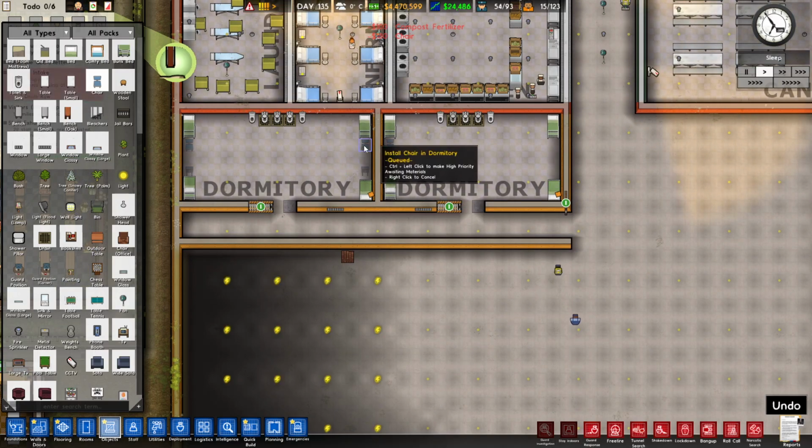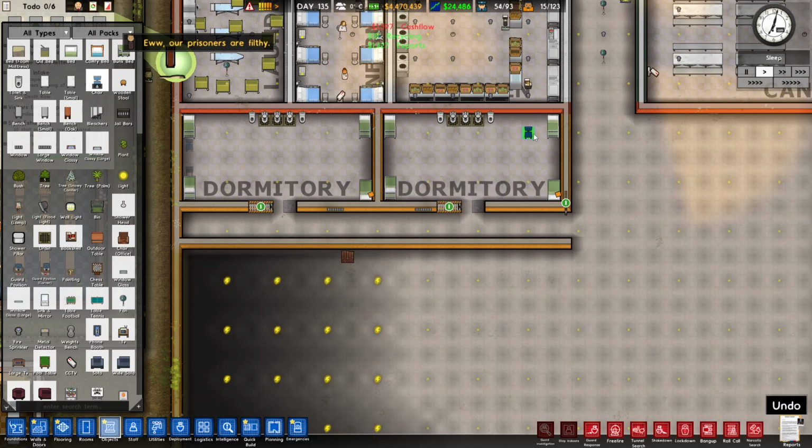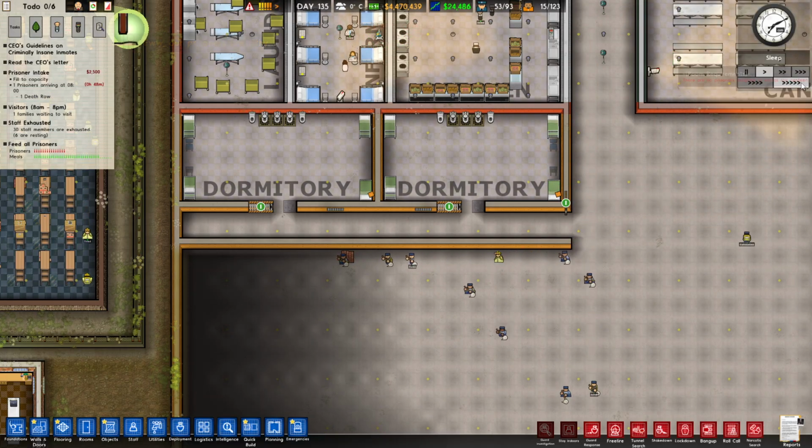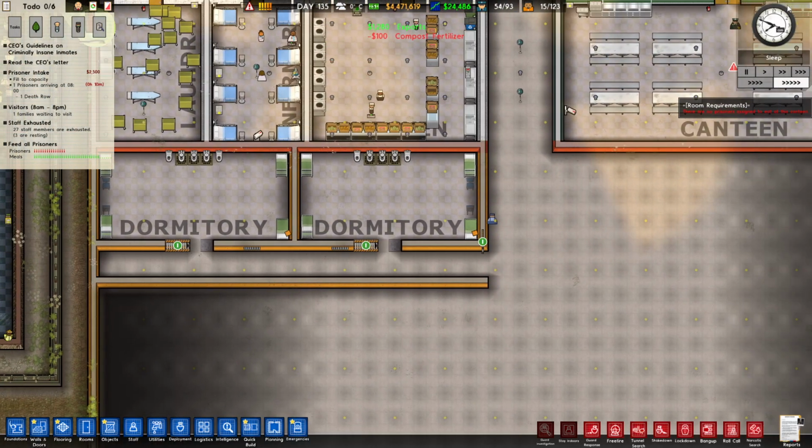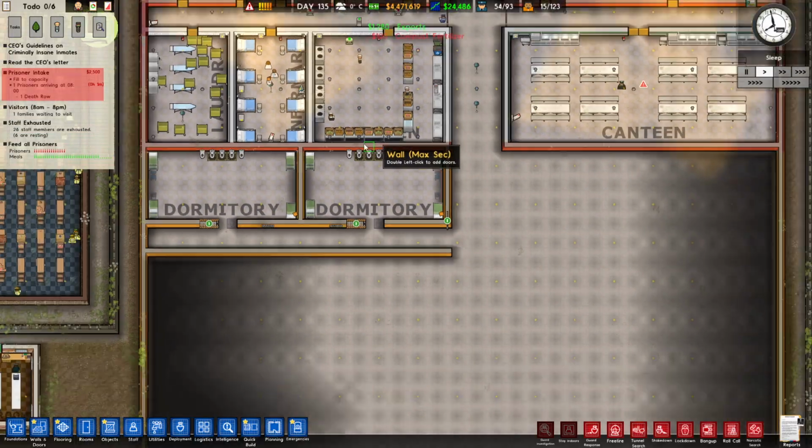Oh, that's 4. Whoops. Yeah, that's right. 2 per prisoner. Two chairs per 4 prisoners, it said. And there's 7 prisoners, so that's right. Yeah, that's right. 17, 16, 14, 13. They're here. Let's go and have a look.